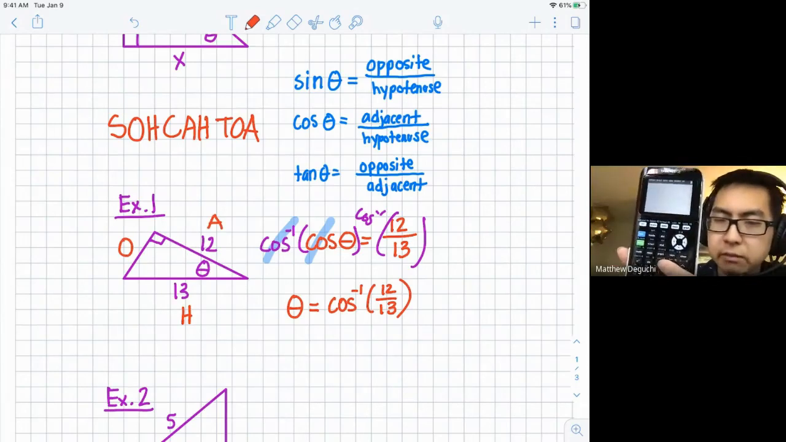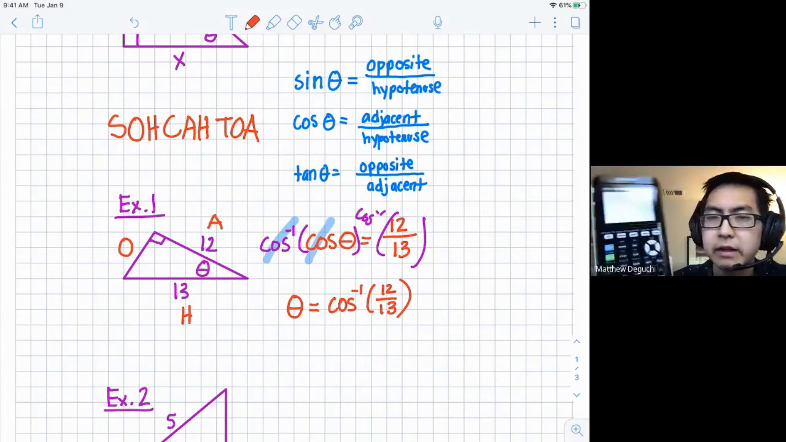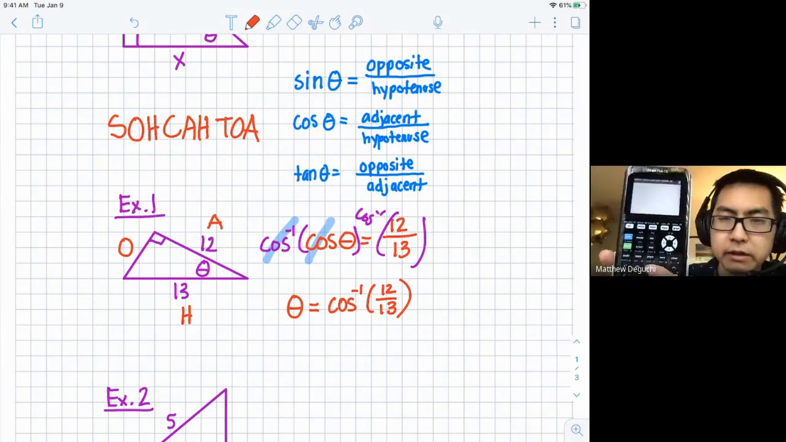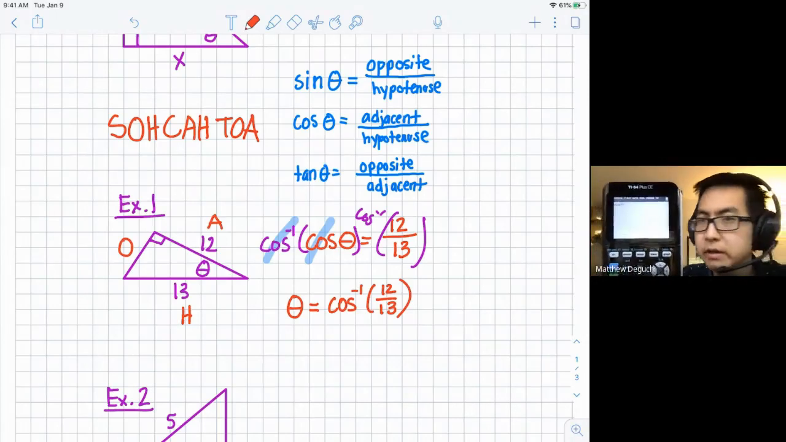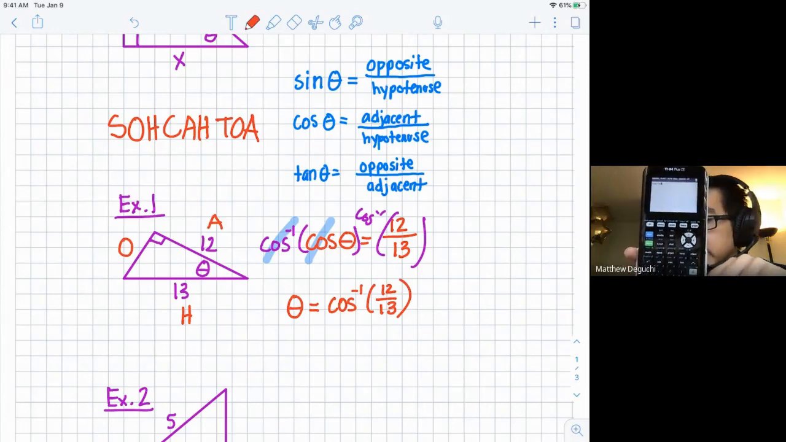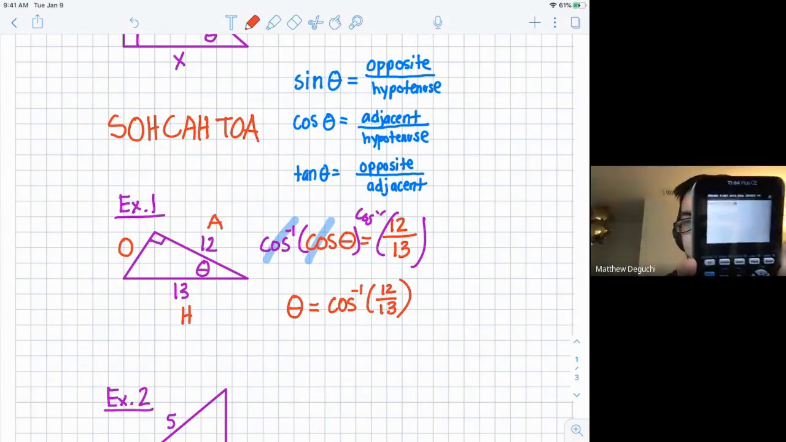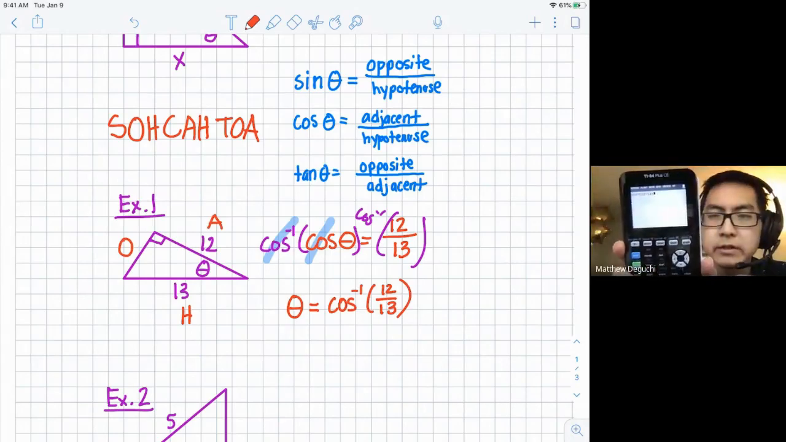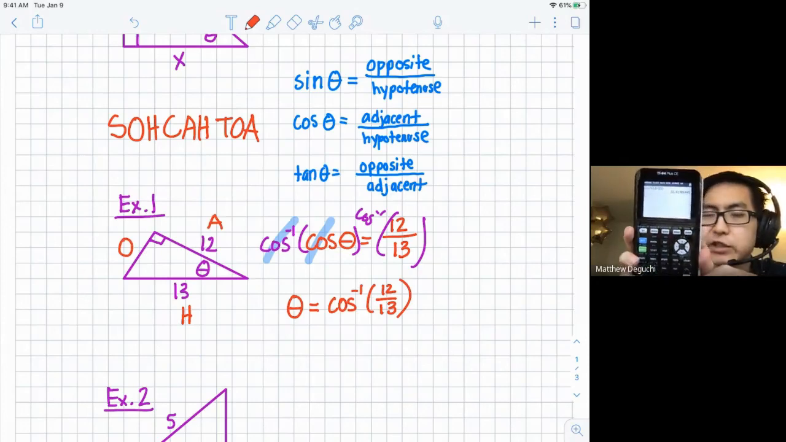So it's in the background of this cosine letter. So you gotta do second, and then you hit cosine. Once you hit second cosine, do you see how it's cosine inverse now? So cosine inverse, and then you gotta do 12 over 13. So 12 divided by 13, which is that. Press enter, and you should see it's like 22.6 degrees.